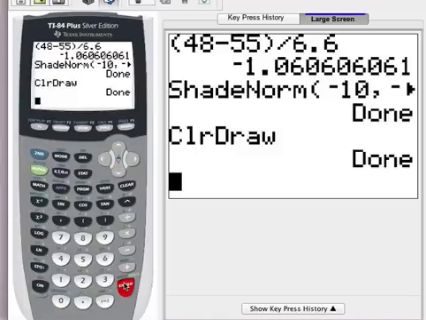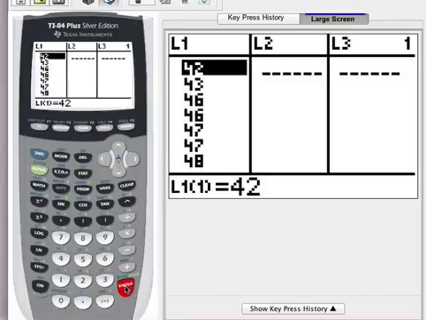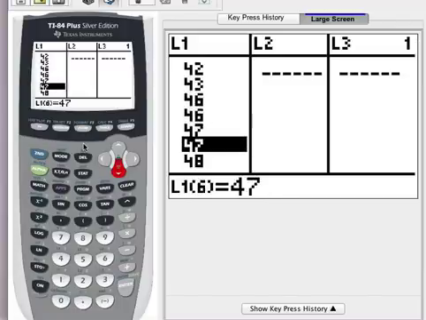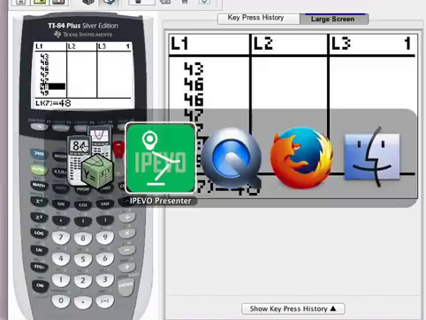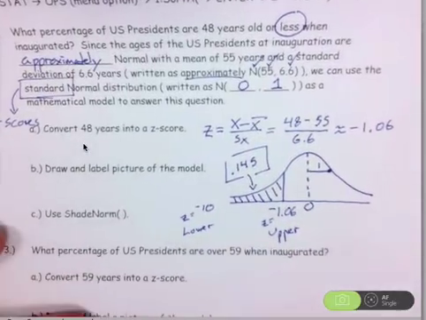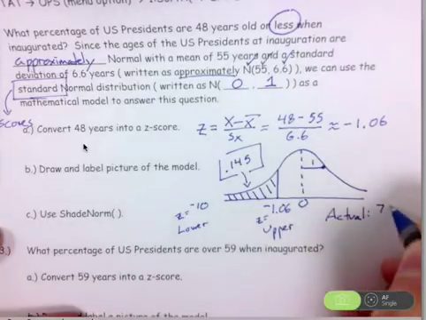Again, the reason for coming back to the calculator was to look at the data. If you press stat and enter, because we've sorted the data, we can count how many presidents were 48 years old or less when they were inaugurated. The youngest was Teddy Roosevelt at 42, so let's count. There's 1, 2, 3, 4, 5, 6, 7. Let's keep going. There are 7. So 7 out of 45 were 48 years old or less when they were inaugurated as president. So the actual answer is 7 out of 45.